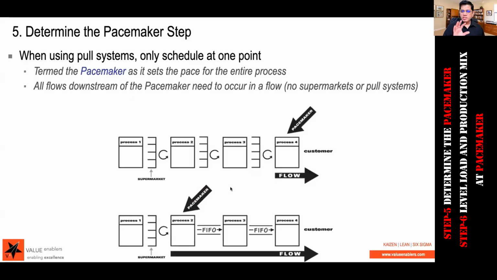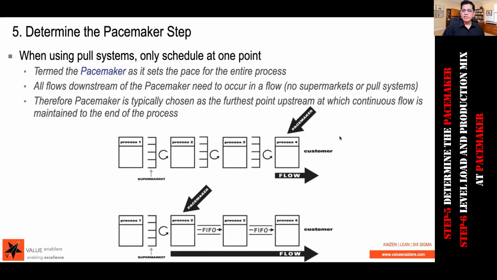And this illustration is clearly given in the Learning to See book. If people have not read that book, kindly go ahead and read it. So all flows downstream of the pacemaker need to occur in a flow, which means that it should go first in and first out. Okay, there is no supermarket after that. This should be very clear. There is no supermarket after the pacemaker. There is no inventory whatsoever.